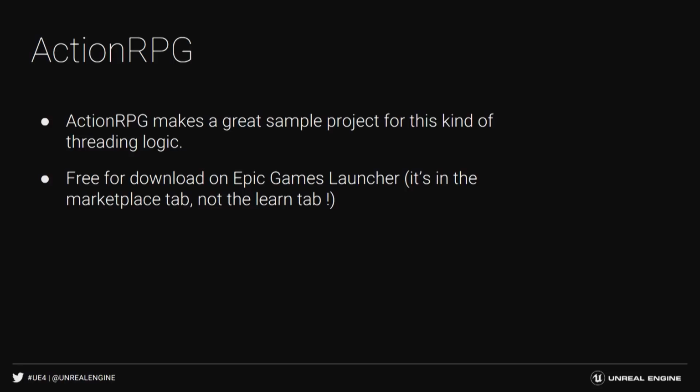So yeah, we'll be talking a lot about ActionRPG. It's actually a great example for this kind of threading logic, but not only for that. It's actually the Epic way of making games. We obviously cannot share with you guys the source code of Fortnite, but still, we wanted to share how we're making games at Epic. So we are using exactly the same design choices for ActionRPG that we're using in Fortnite. So you should definitely check it out and study the source code and how we are handling everything in ActionRPG. It's free to download on the Epic Games Launcher, but just make sure to go to the Marketplace tab and not the Learn tab. Otherwise, you will not find it.